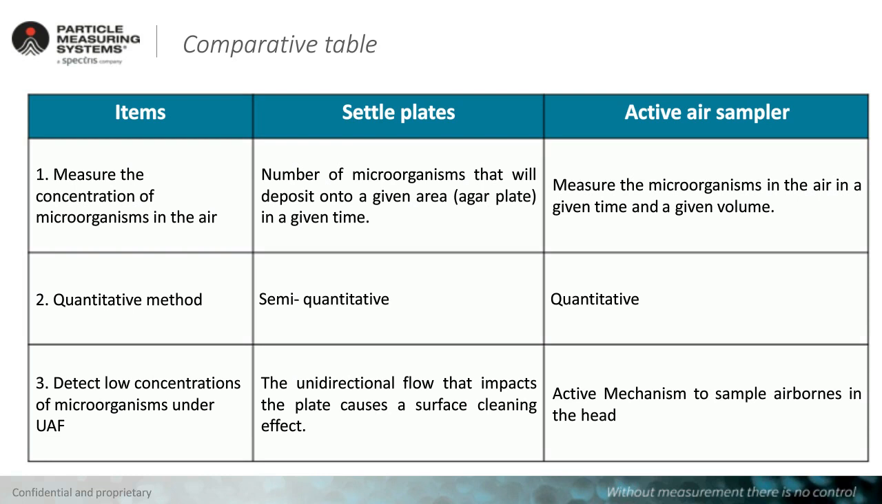When you look into whether it can detect low concentrations of microorganisms under unidirectional airflow, UAF, we have the issue with settle plates that the unidirectional flow causes a surface cleaning effect. This means that the unidirectional flow will wash away the particles and settling is very much reduced in critical areas. On the other hand, an active air sampler can actively aspirate air and therefore actively collects airborne microorganisms out of the environment.